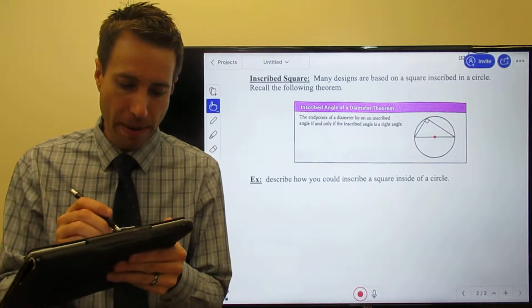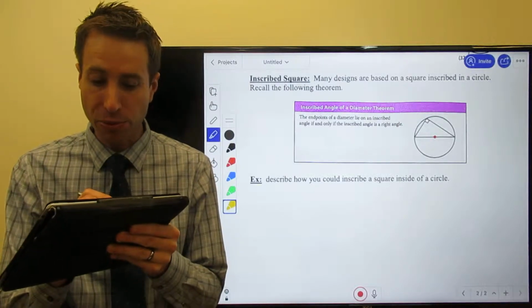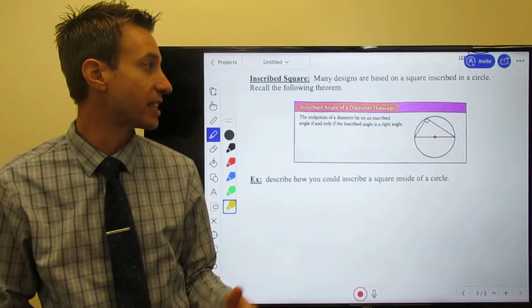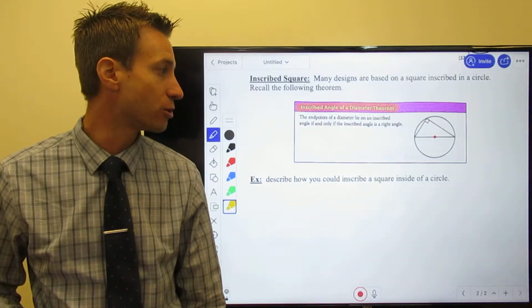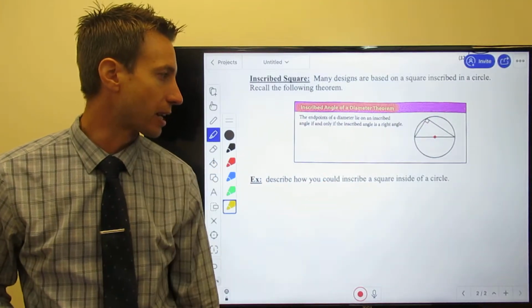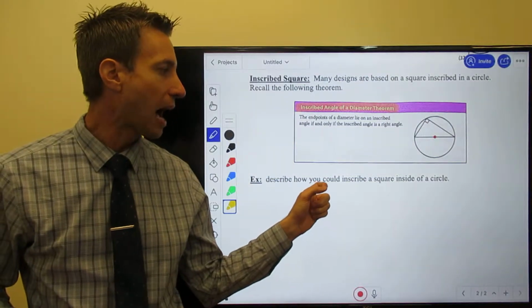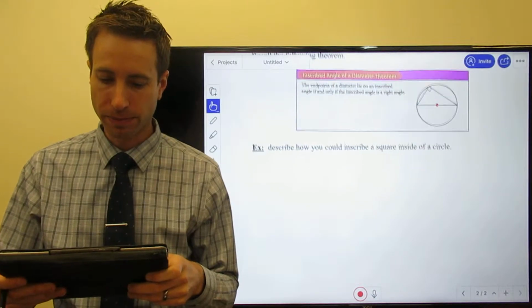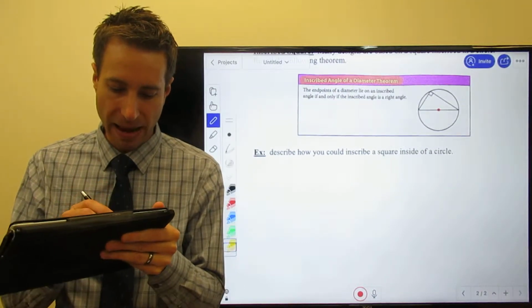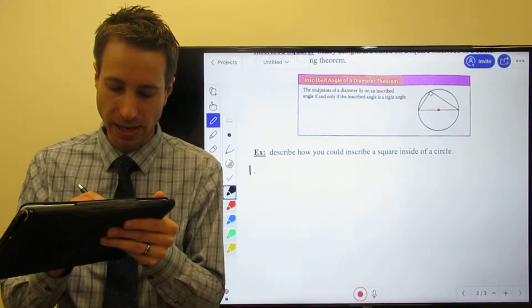Hopefully you should remember this theorem from the previous section. We talked about the inscribed angle of a diameter theorem in the previous set of notes, and it's going to be really important here when it comes to how we will go ahead and inscribe a square inside of a circle. Here we go. Let's run through this. It should be a fairly simple, straightforward process. I think you'll get it.